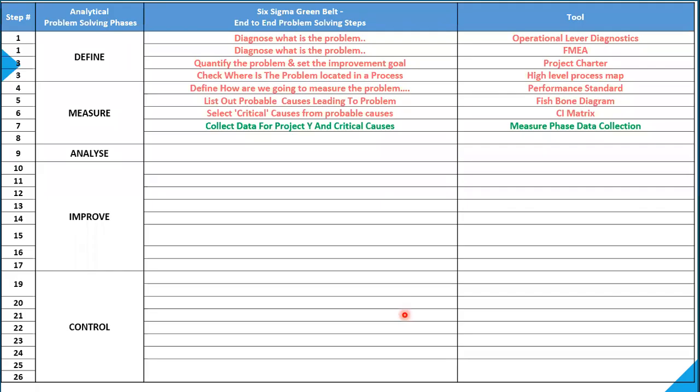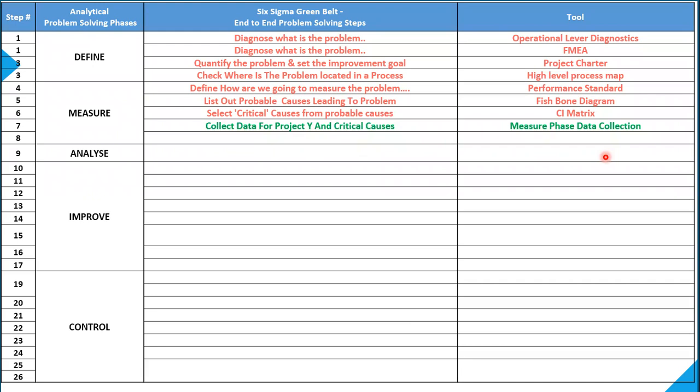Right, so we have already discussed these steps of the Define phase and the Measure phase. We are into the fourth step. What is the fourth step after CI matrix based critical cause finding? What is the next step? Collect the data for project Y and critical causes. We are going to do this. This is the Measure phase data collection. So how are we going to do the data collection? Now, why are we doing the data collection, right?